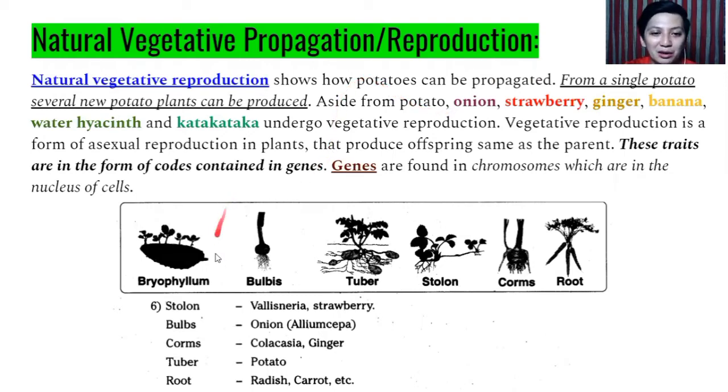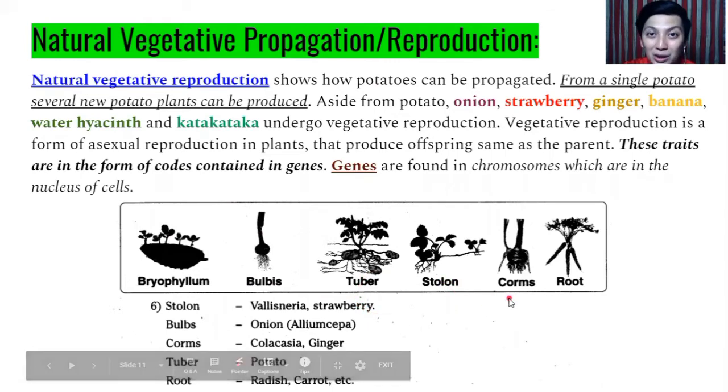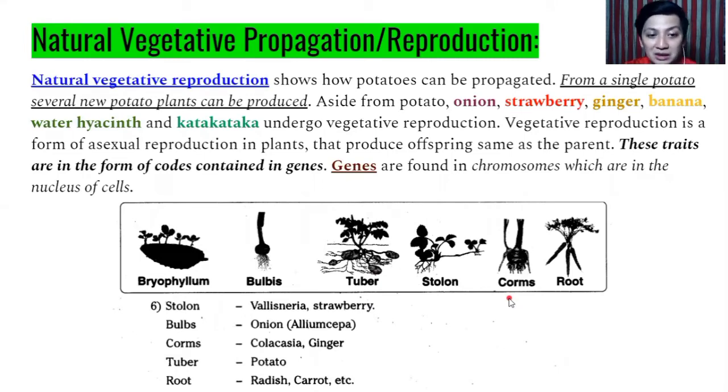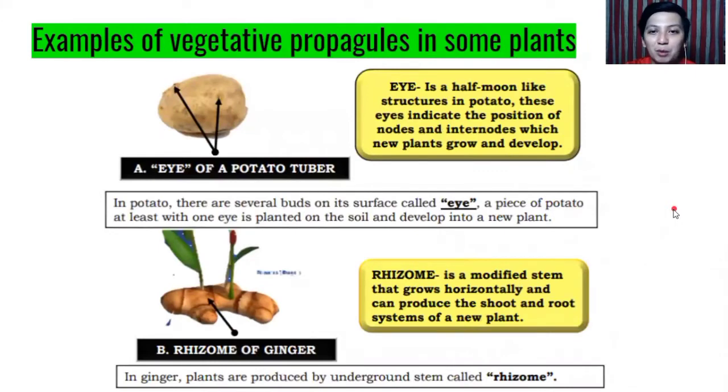So we have here bryophyllum, bulbs, the tubers, stolons, and then corms, and then roots katulad ng carrots. So ano example ng stolons natin? We have vallisneria and strawberry. Bulbs natin is onion. Then we have corms, yung colacacia and then ginger. Then tuber natin yung potato. Then root natin yung radish, carrots, and etc. Okay. So examples of vegetative propagules in some plants.